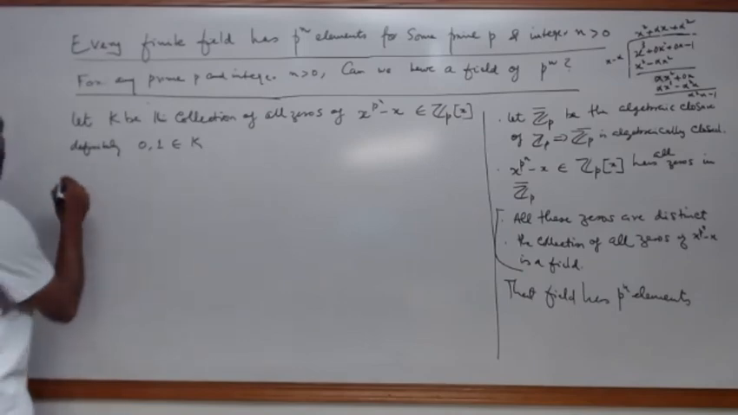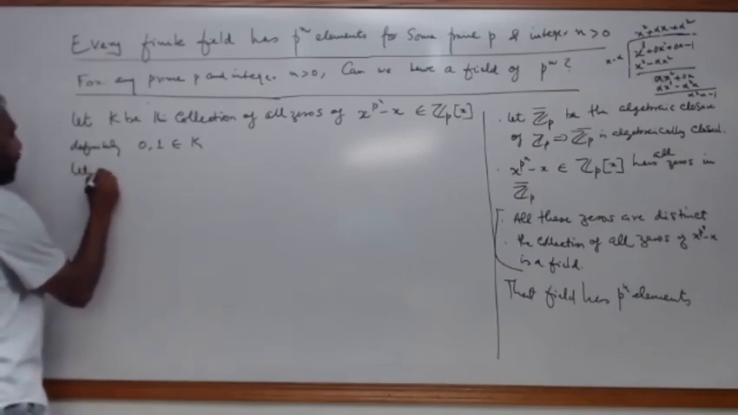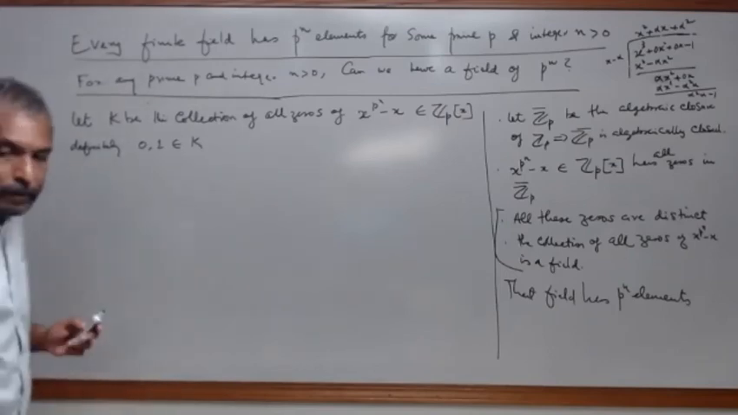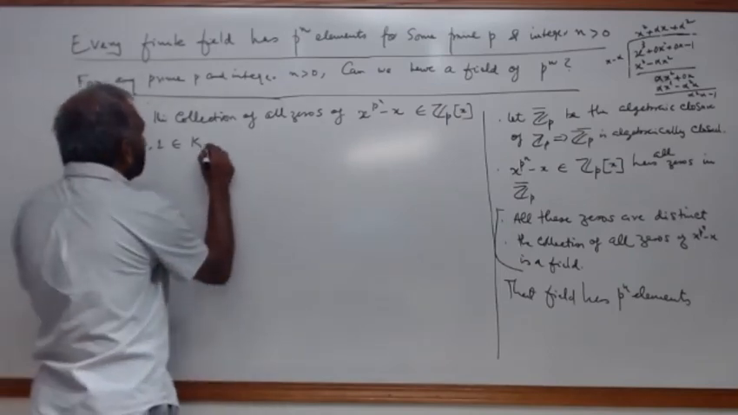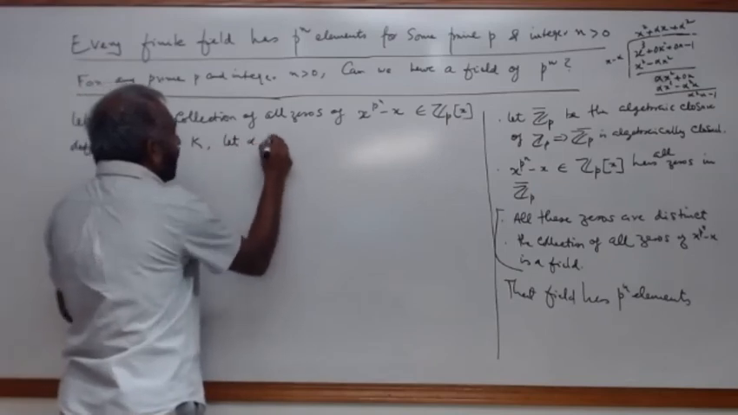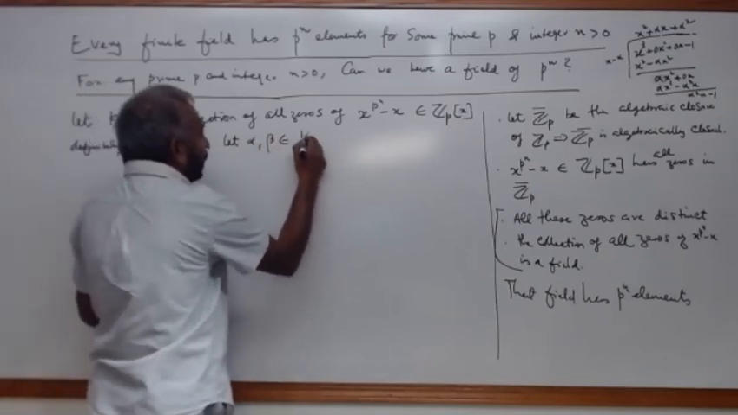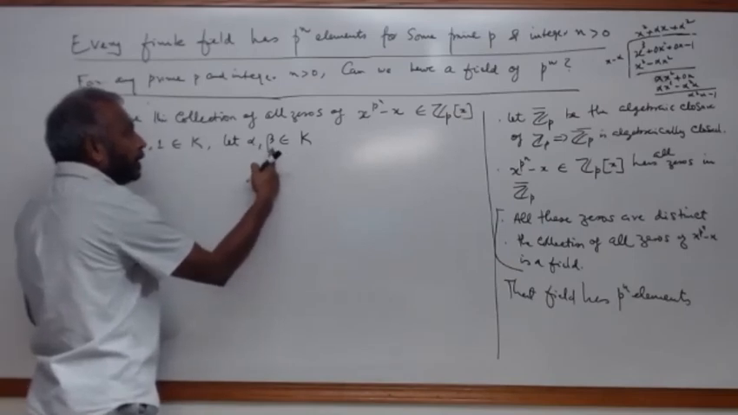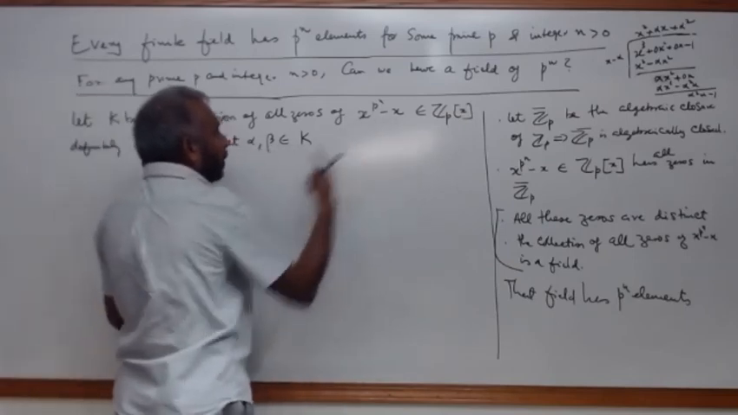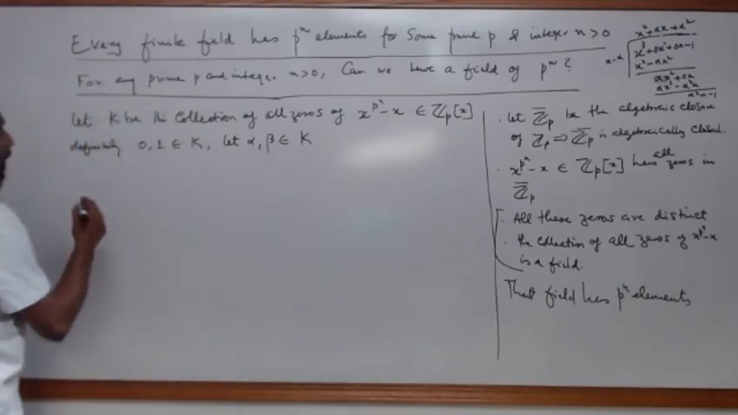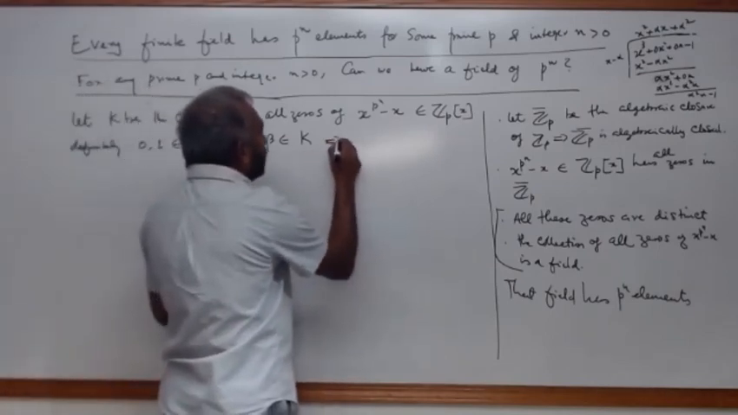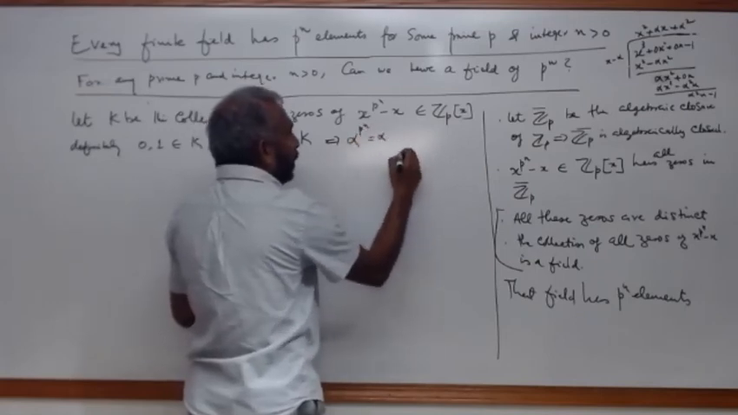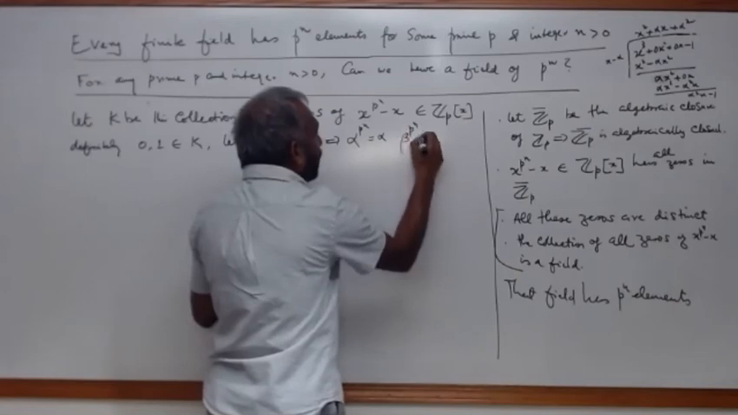Okay. Now let alpha, beta belong to K. That means alpha and beta are zeros of this polynomial. And what does that mean? That means alpha to the power of p to the power of n is equal to alpha, beta to the power of p to the power of n is equal to beta.